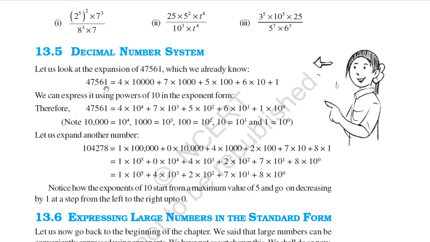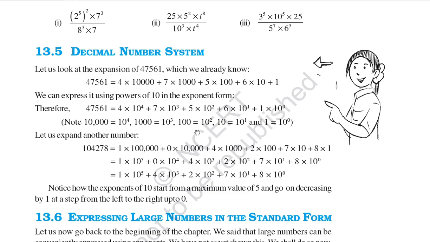Similarly, you know that we can express it using powers of 10 in exponent form. Therefore 47561 can be written as 4 into 10 to the power 4. There are 4 zeros, so it will be 10 to the power 4. Here there are 3 zeros, so 7 into 10 to the power 3. Here there are 2, so 5 into 10 to the power 2. Then 6 into 10 to the power 1, because it is 10, and then 1 into 10 to the power 0, that is equal to 1. We know that, so you can write it like this. Note, it is already explained.